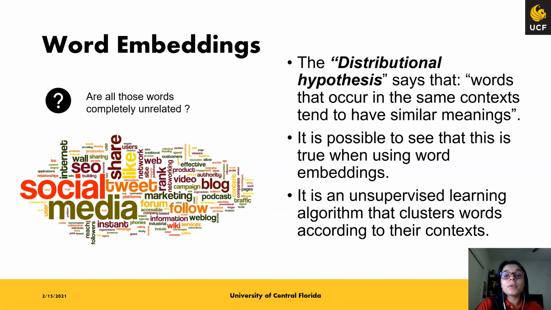It is an unsupervised learning algorithm that clusters words according to their context. So that is the important thing with word embeddings. They are able to understand the context that the words occur and cluster them together if they have the same meaning.